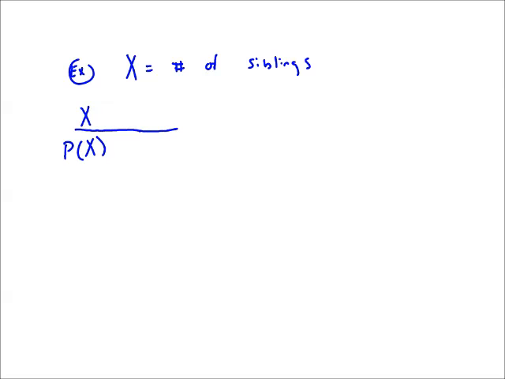Let's look at a situation. X, so this is capital X, is the number of siblings. Siblings are brothers and sisters, for those of you who don't know. So I'm going to make a table, X, probability of X. X is my random variable. I could have 0 siblings, 1, 2, 3, 4. Let's go up to 5. 5 siblings. It's a lot of siblings.